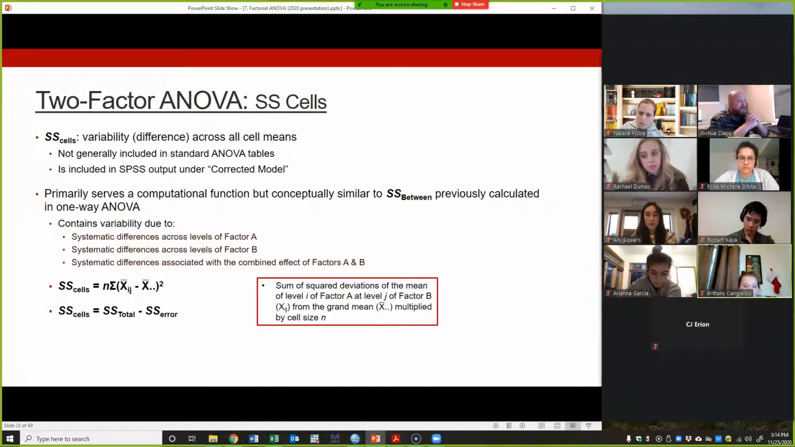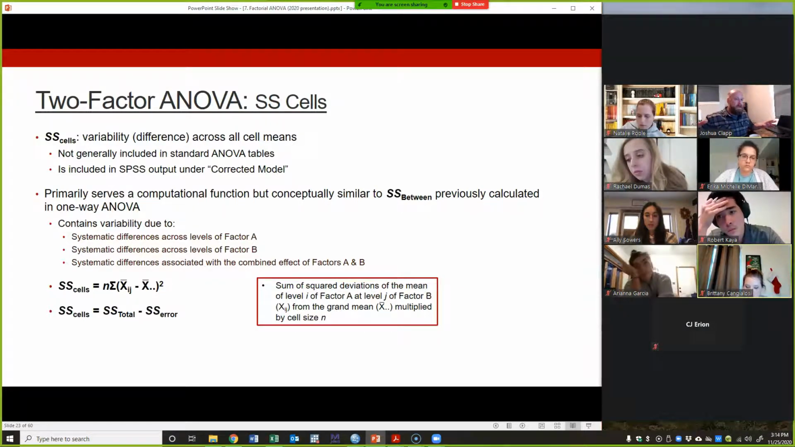You typically don't see this in your standard ANOVA table, like the one we have here. You do get this in SPSS. You'll see it labeled corrected model. Basically, this is like your sum of squares for all your different cells, okay? So if we wanted to get a variance component that captured differences across all of your individual cells as if you were running a one-way ANOVA, this is kind of what's going on, okay?